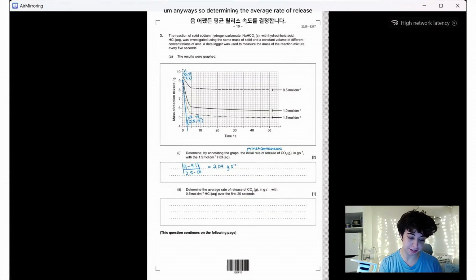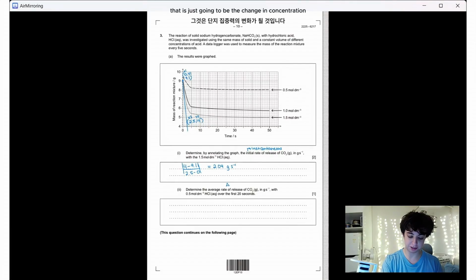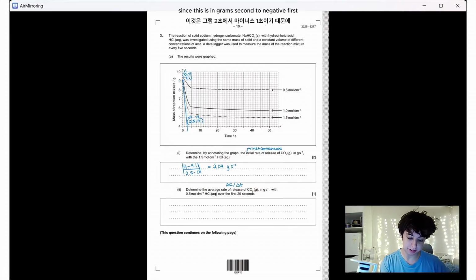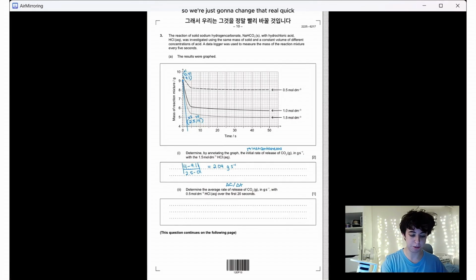Anyways, so determining the average rate of release, that is just going to be the change in concentration over the change in time, for the 0.5 moles decimeters cubed to negative third over the first 20 seconds. Since this is in grams second to negative first, your change in concentration is more like your change in mass over your change in time. So we're just going to change that real quick to make it more clear. Rather than concentration, it's going to be change in mass.